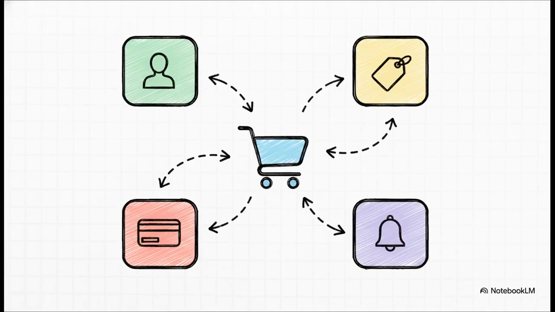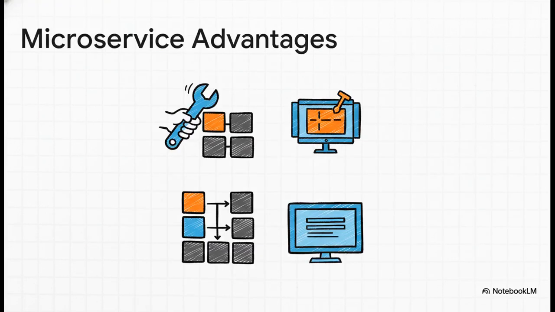To make this more real, imagine an online store. Instead of one huge program trying to manage everything, you'd have a user service that just handles logins and profiles. You'd have a product service for the catalog, a payment service for handling transactions. You get the idea. They're all completely separate little applications that talk to each other over the network using something called APIs.